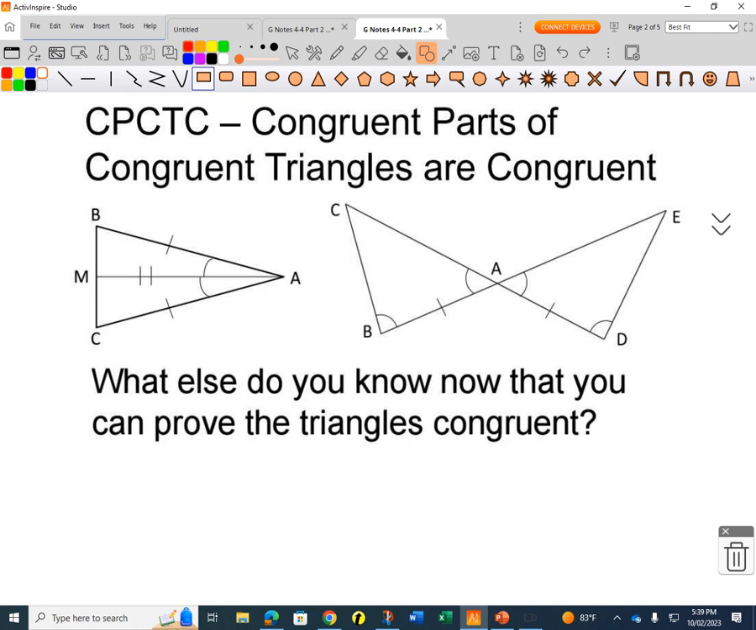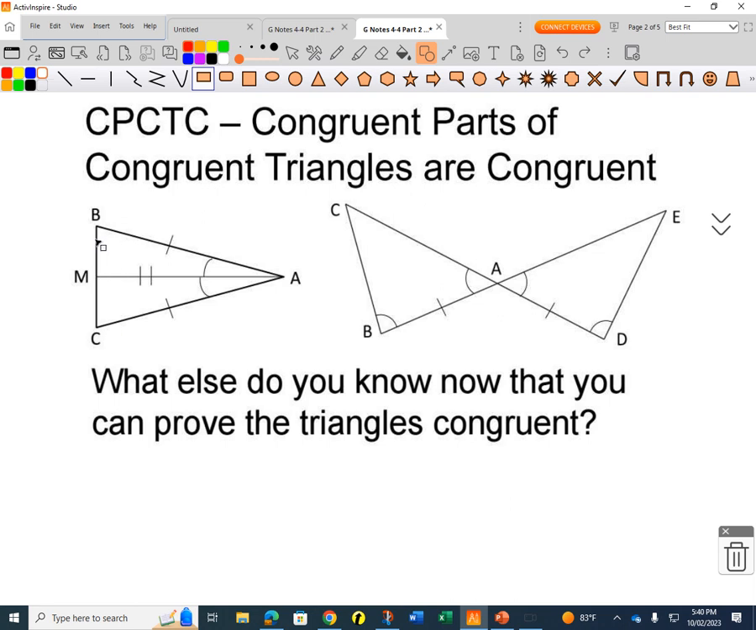What we're going to use this for: if we want to prove parts of a triangle are congruent, and we don't have enough information to prove specifically that they're congruent, one way we can prove those parts congruent is by proving the entire triangles are congruent. And then we can state, based on the fact that all parts of congruent triangles are congruent, that those parts are as well.